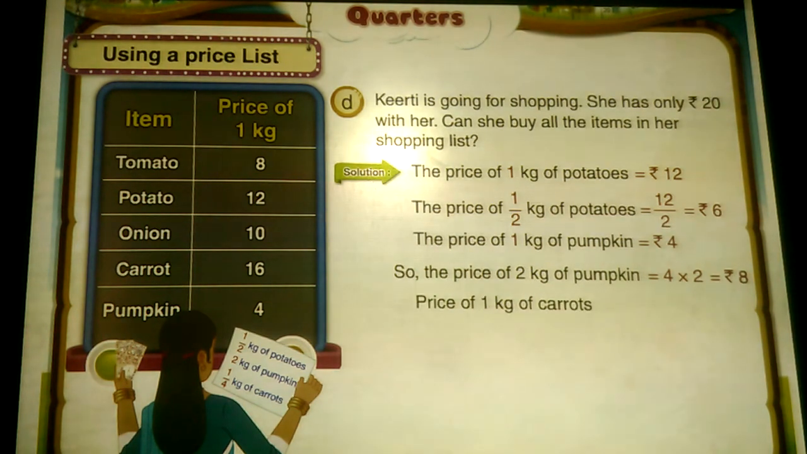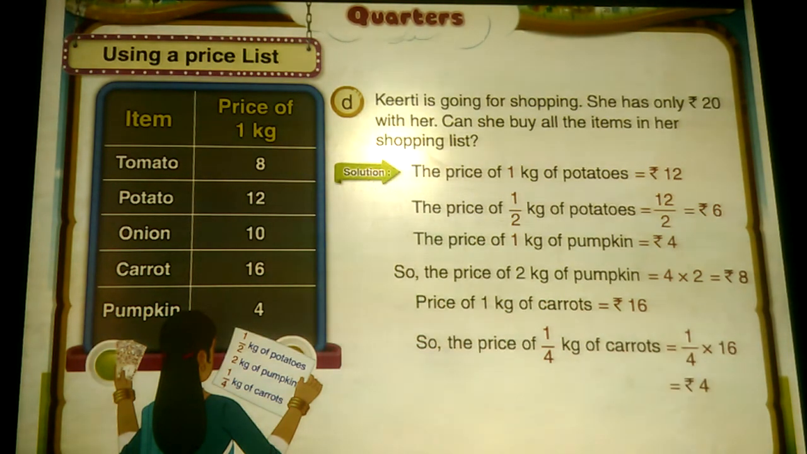The price of 1 kg of carrots is rupees 16. Kirti wants to buy 1/4 kg of carrots. So, the price of 1/4 kg of carrots is equal to 1 upon 4 into 16, that is equal to 4. That is, the cost of 1/4 kg of carrots is rupees 4.